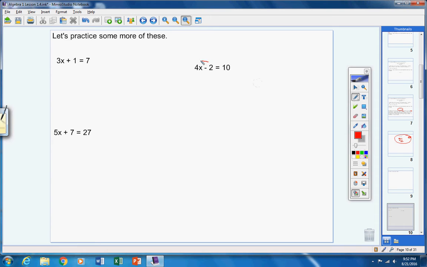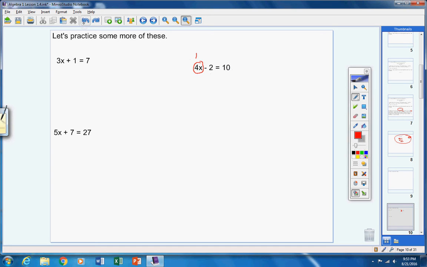I want this entire side right here to equal what? 10, right? Now, if that's the case, notice I'm subtracting 2 from 4x. So something minus 2 would give me 10. What would that be? Something minus 2 equals 10. Wouldn't that be 12? So I know 4x has to be 12. 12 minus 2 is 10. So 4x has to be 12.